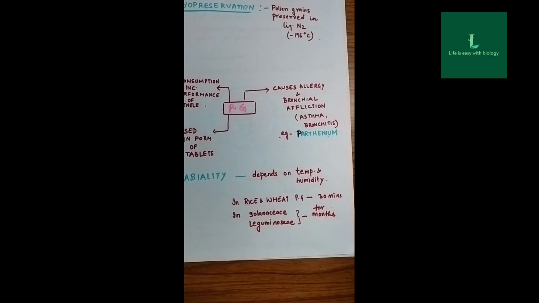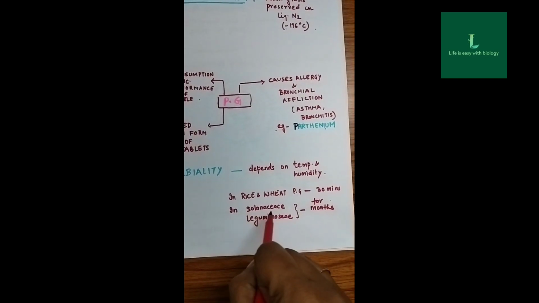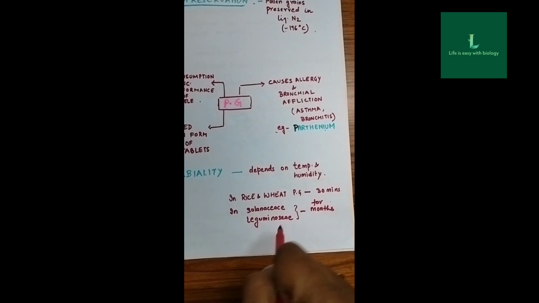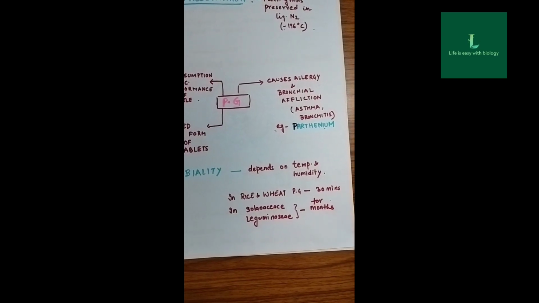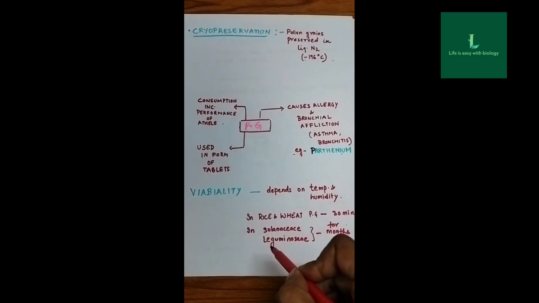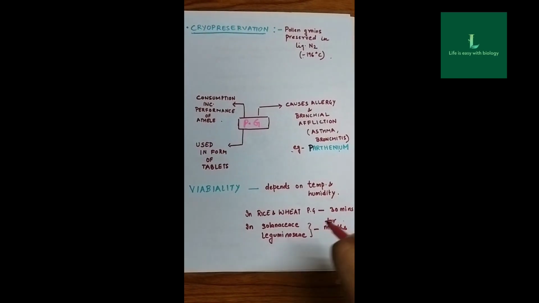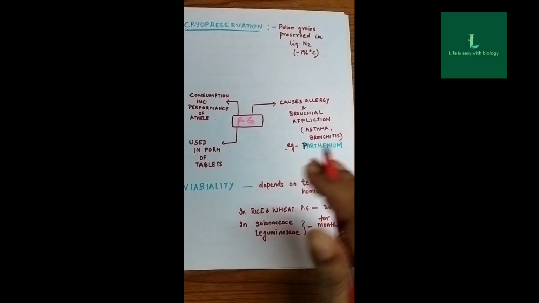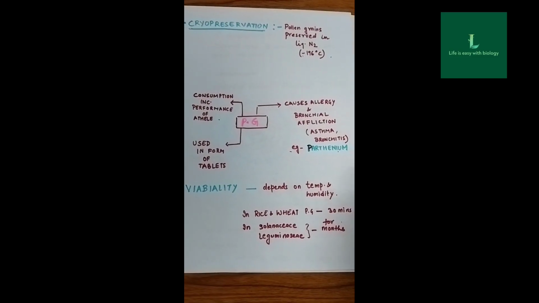Whereas in some vegetables belonging to the family Solanaceae, for example potato, and Leguminosae like pea, gram, and peas, all legumes come under the family Leguminosae. The pollen grains of those plants remain viable for months. So this is all about the pollen grains that you need to understand and go through.